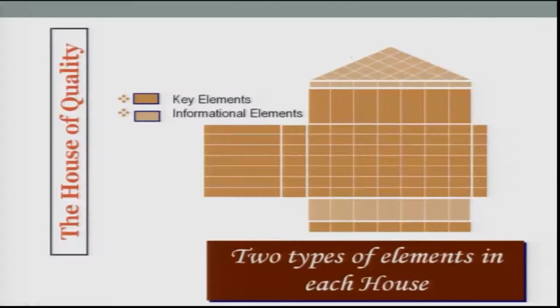So, the house of quality would have a set of key elements and informational elements put into a matrix form. The two types of elements in each house are clubbed together so that you get the maximum information from the relationship given by the matrix.